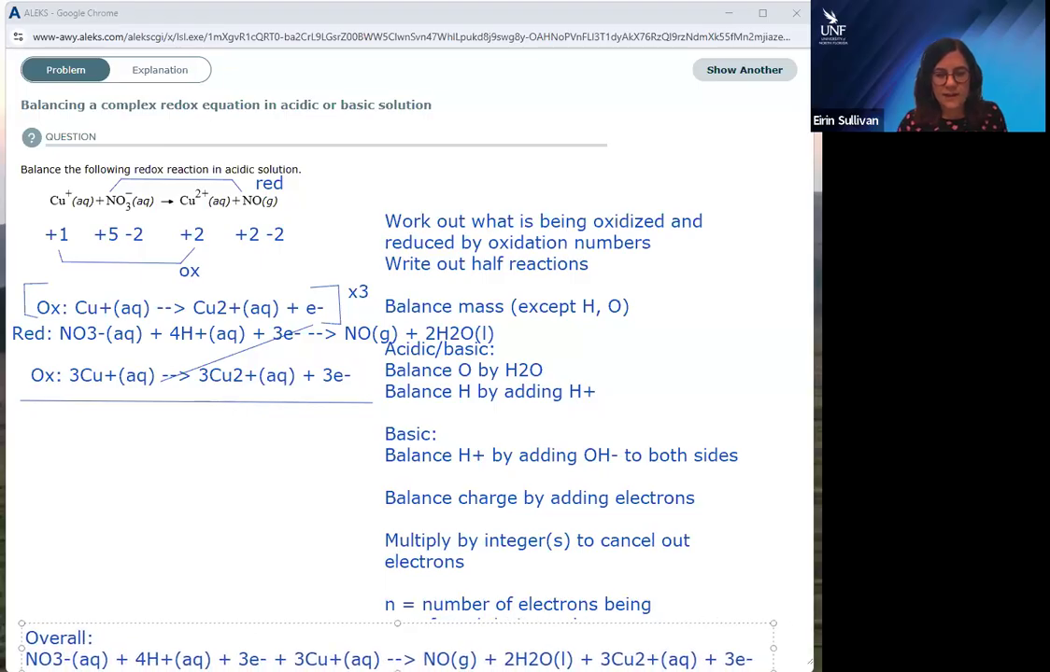Right, so we can see that these 3 electrons here are going to cancel out with each other. So 3 electrons here will cancel out with the 3 electrons on this side. So that gives our net overall reaction. And you can check that it should be balanced with regards to mass and charge on both sides. And it fulfills the criteria of being an acidic solution because we have leftover H+ on one side of the equation. All right, there you go.